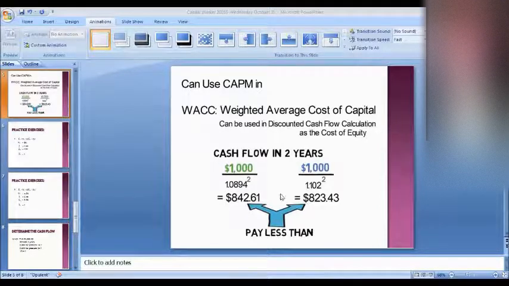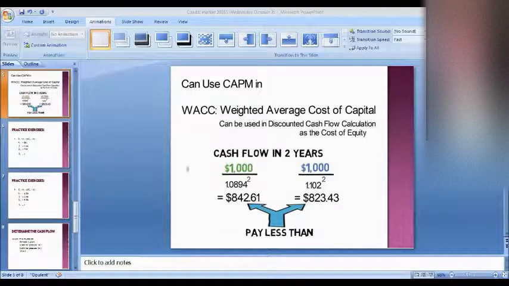Okay. Did you get the 842.61? Yes, ma'am. Okay, very good. How about 823.43? Yes, ma'am. Okay, so what do you mean by that? We already computed that. It gave us 842.61 for Apple, and then 823.43 for Facebook. So what do we mean by that?